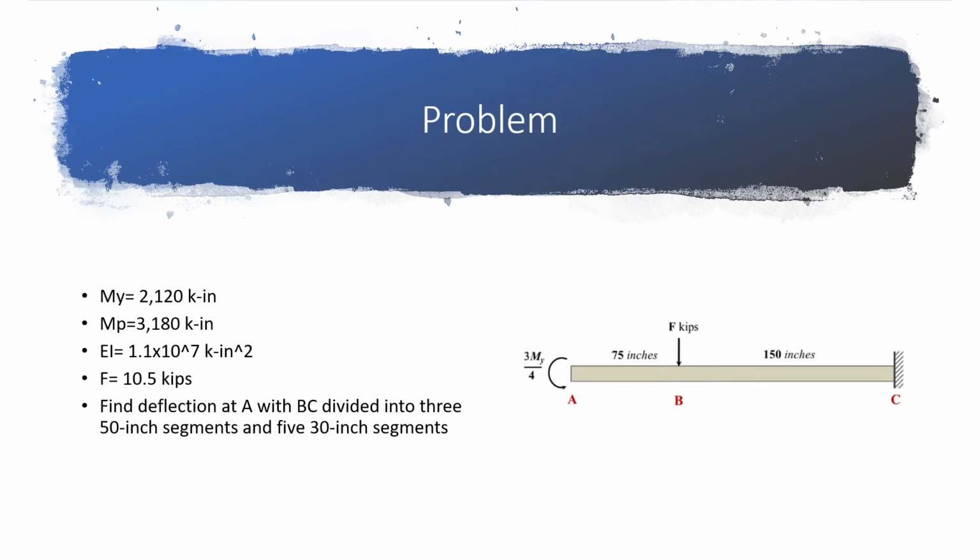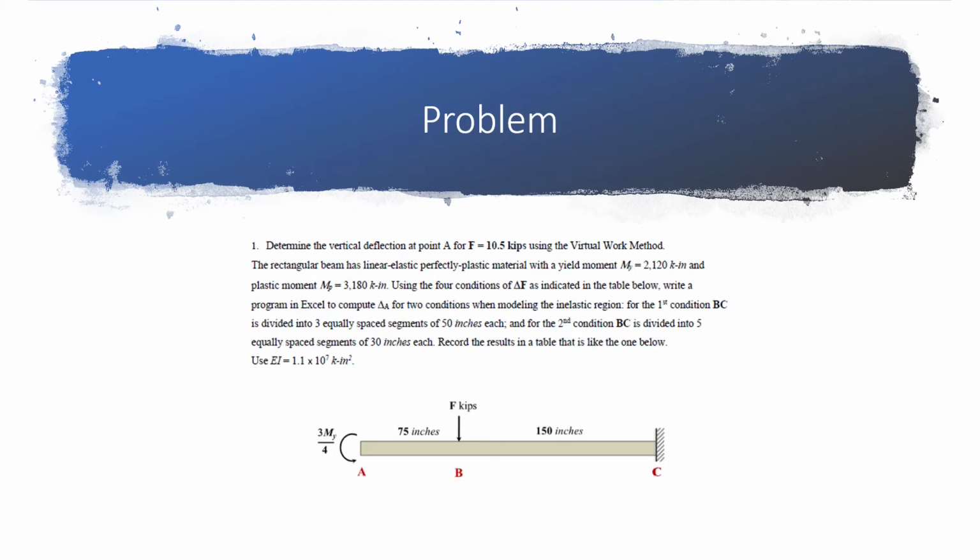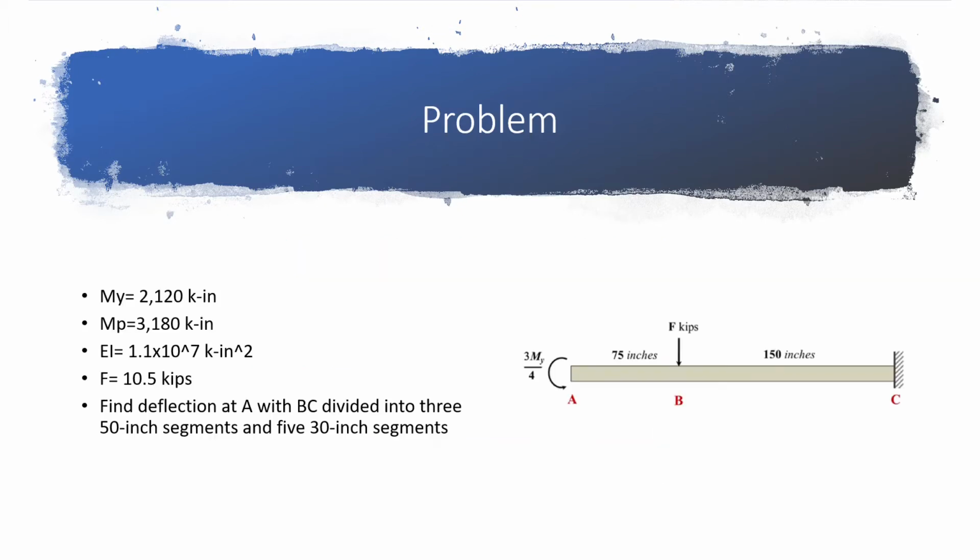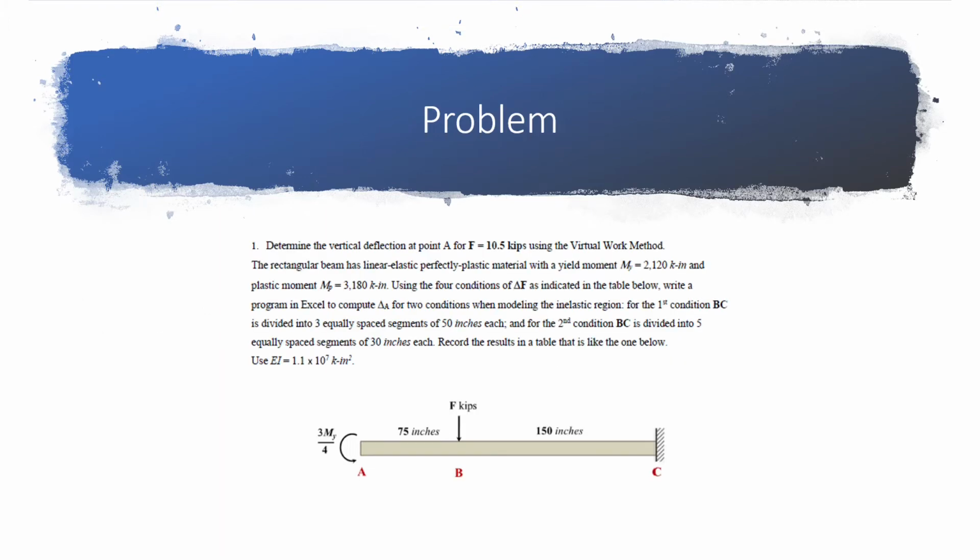So right here is just a brief overview of our problem. We have to determine the vertical deflection at point A with our F being 10.5 kips. Our yielding moment is 3/4 of the plastic moment, just 2120, and our plastic moment is 3180 kips per inch. And then we had to compute the deflection at A with conditions for BC split into 3 segments and with 5 segments, all evenly split. So again, here's our yielding moment, plastic moment, EI, F, and the problem restated.